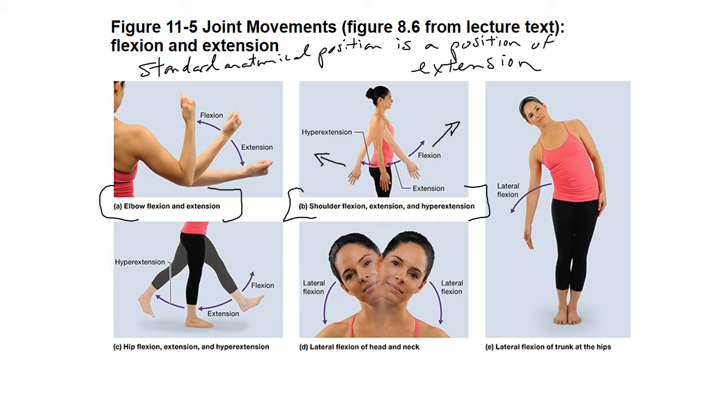Then we have the hip. We have flexion this way. Extension would be straight up and down, and hyperextension would be going backwards. Then we have lateral flexion, so we go side to side, and lateral flexion here of the trunk at the hips.